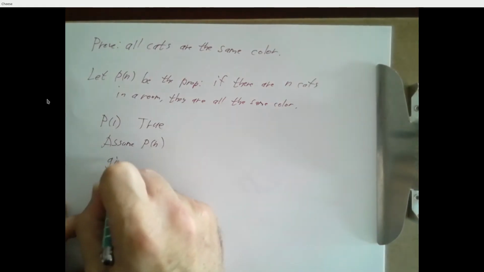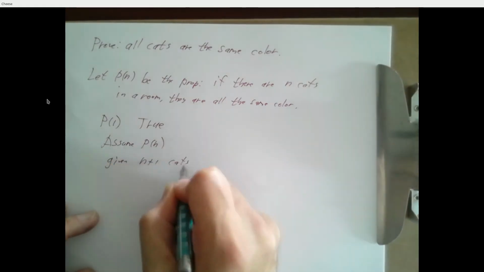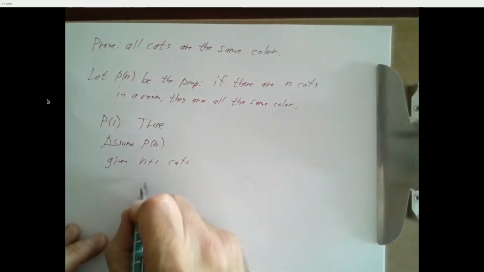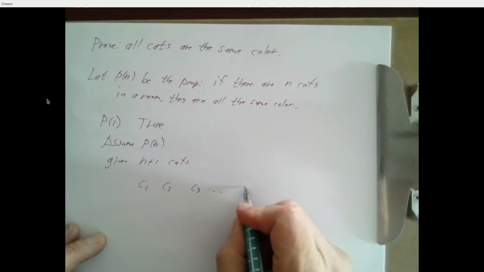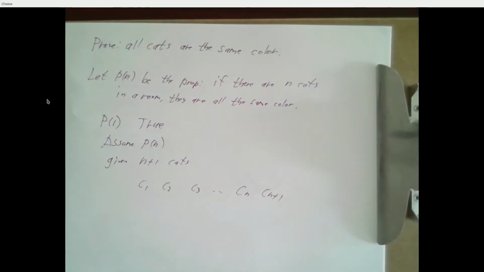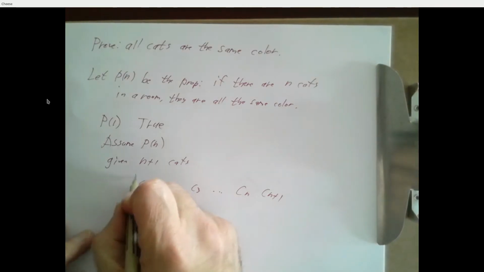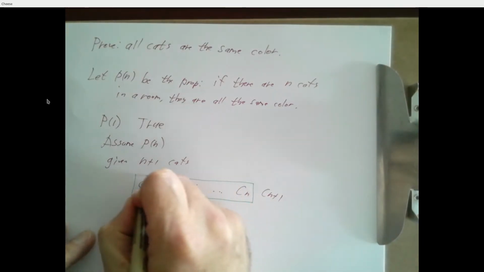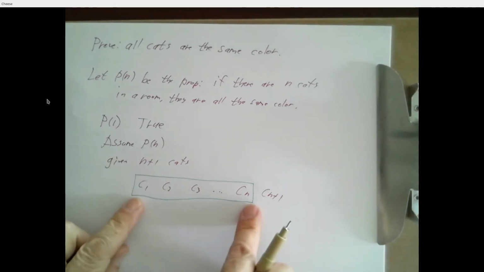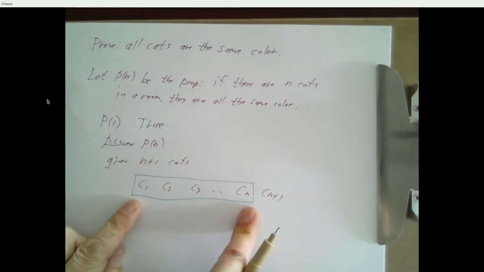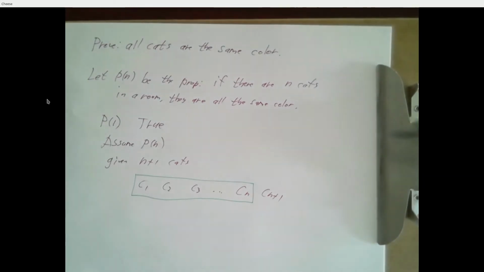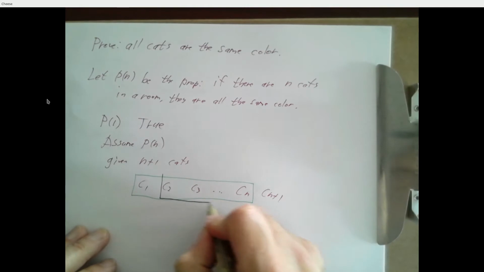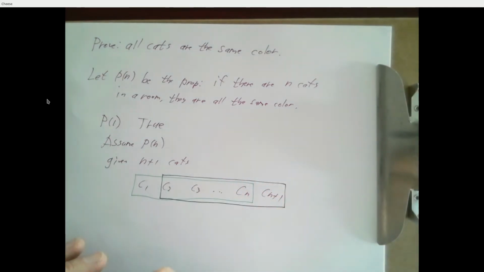So given n plus 1 cats, and I'll call these cats C1, C2, C3, up through Cn plus 1. Well, if I look at these first n cats, we're assuming P of n is true. There's a group of n cats in the room. These cats must all be the same color. And if I look at these cats, that's another group of n cats in the room. P of n tells me they must all be the same color.